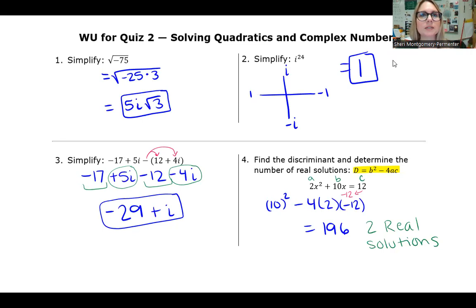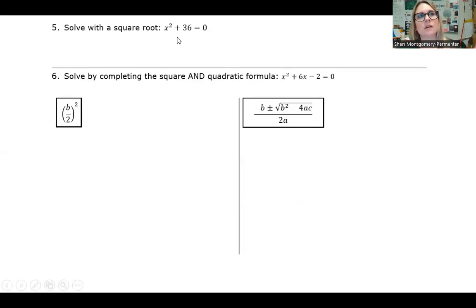We are almost done. Moving right along. This one says solve with a square root. We've got x squared plus 36 is equal to 0. First thing that we have to do is move 36 to the other side. So we end up with x squared is equal to negative 36. To solve with a square root, we have to get the square root to the other side. So we'll do plus and minus the square root of negative 36.